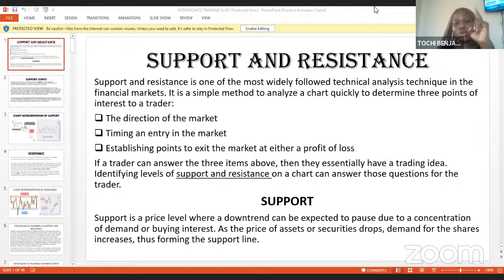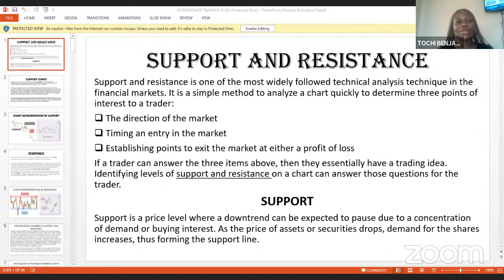Two reactions: either that zone is taken out, what we know as broken, or price will bounce back on those zones. Two things we expect once price reaches those junctions, which we know as support or resistance: either price breaks it or price will bounce on those levels. Everything depends on the momentum that price is coming with.